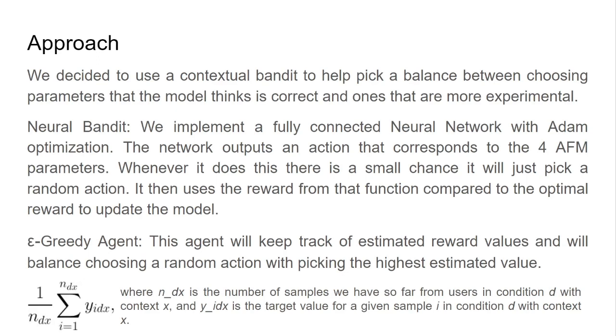So we also implemented a neural bandit. This is a fully connected neural network with Adam optimization. The network outputs an action that corresponds to 4 AFM parameters. Whenever it does this, there's a small chance that it'll just pick a random action. It uses the reward from that function compared to the optimal reward to update the model. We also used an epsilon greedy agent. This agent will keep track of estimated reward values, and it will balance choosing between a random action and picking the highest estimated value.